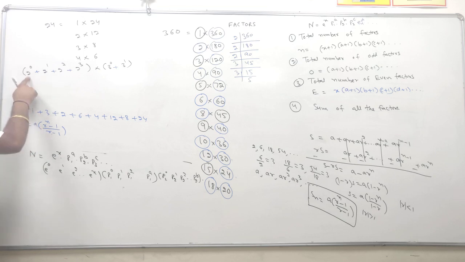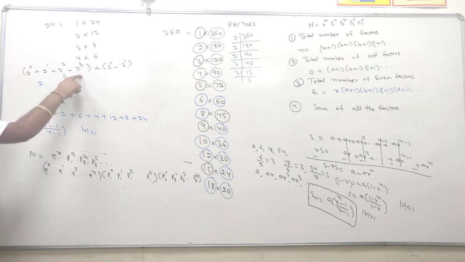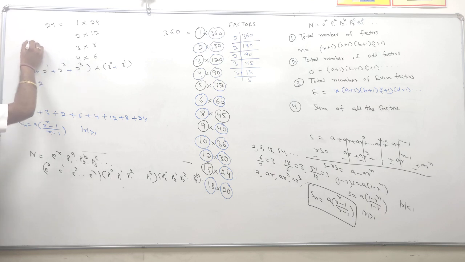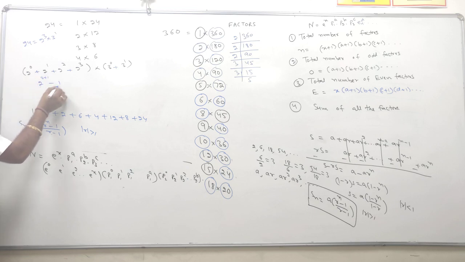The first term in all the cases is 1, 2 raised to power 0, that is 1. The common ratio is 2, because the common ratio r is greater than 1 here. So first term is 1, and n stands for the total number of terms. So total number of terms here are 4. The prime factorization of 24 was 2 cube into 3 raised to power 1. So the sum of the factors comes out to be (2 raised to power 3 plus 1 minus 1) upon 2 minus 1. First term is 1, 2 raised to power 0.